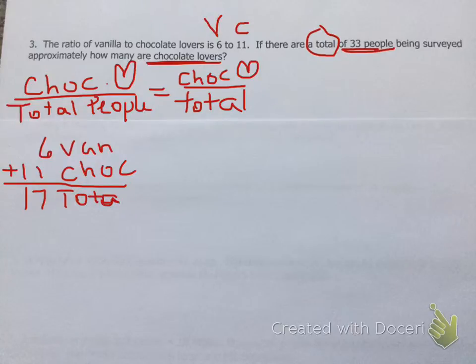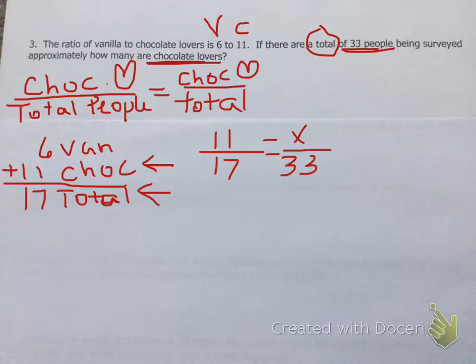So I'm going to use those numbers, the chocolate and the total, in my proportion. So I have 11 chocolate lovers to a total of 17 people equals, we want to know how many chocolate lovers if there was a total of 33 people. Okay, now this says approximately because we're not going to get a whole number here.